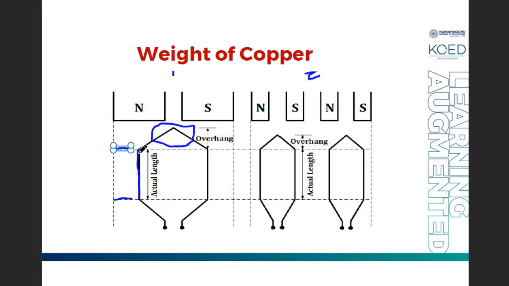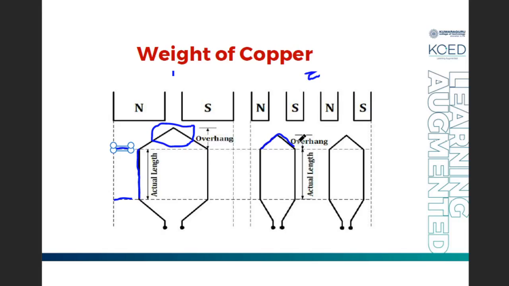Now what happens if I increase the number of poles? If you see here, you have a 2-pole machine, and if you have a 4-pole machine, you can see that when you compare these two, the overhang is getting reduced here. Clear? That means the amount of inactive copper is getting reduced with increase in number of poles. If the amount of inactive copper is getting reduced, we are using the available copper winding in a proper way, which is very good from the economical point of view. Also the copper loss will be getting reduced, and the weight of the copper also will be getting reduced with increase in number of poles.